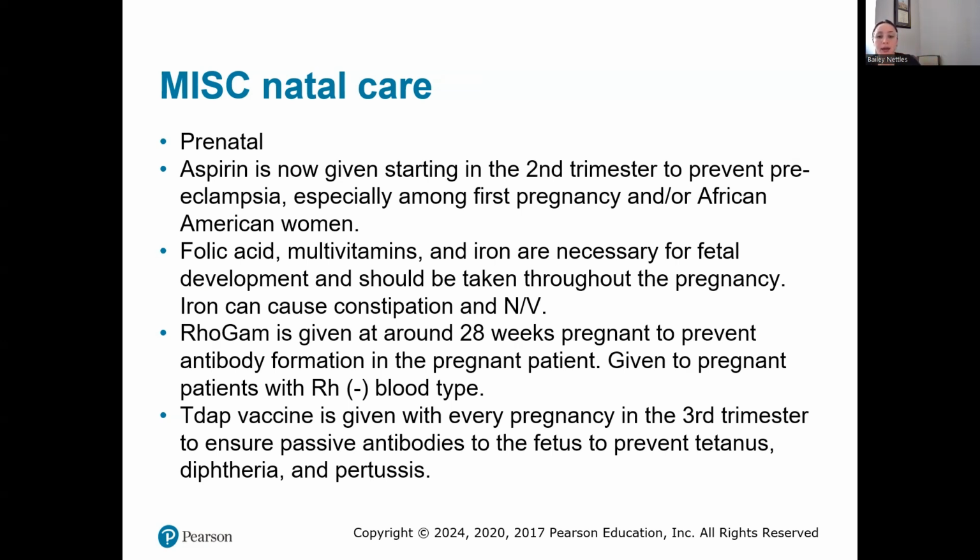Okay. RhoGAM injection is given at about 28 weeks pregnant. And it's only given to Rh negative pregnant patients. So I'm O negative. I have to get the shot at 28 weeks. You have to get it no matter what your husband or your partner is, whoever the donor, whatever it is. You need to get it because you can have antibodies towards the baby.